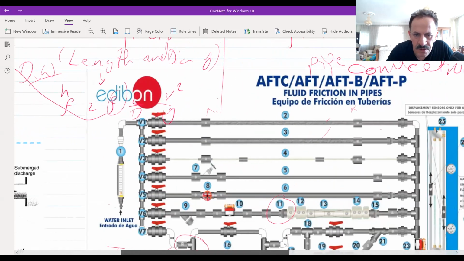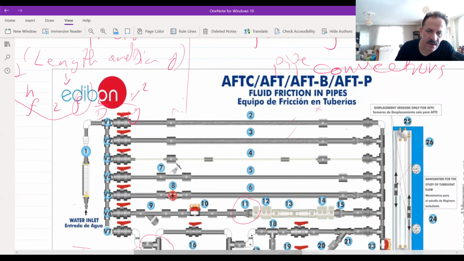Yeah, and in number 11, the diameter of the pipe here is 25 and the diameter here is 40 millimeters. So what will happen? There will be a sudden enlargement. This is called sudden enlargement.